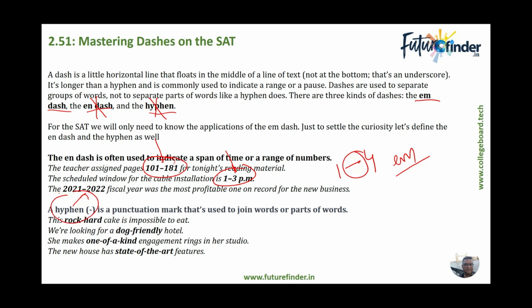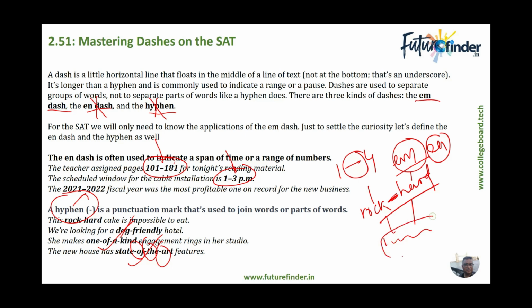While a hyphen is a punctuation mark that is used to join two words, for example, rock-hard, dog-friendly, one-of-a-kind, state-of-the-art. These are all hyphens. They are much shorter than both the M dash and the N dash, and they are only used between words, demarcating or joining two or three words, a group of words, to form a single word. So state-of-the-art is considered to be one word in English whenever the words are joined by a hyphen in the middle.